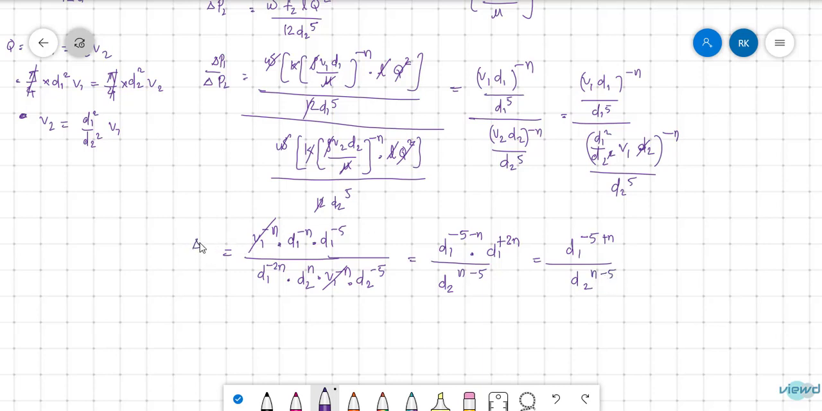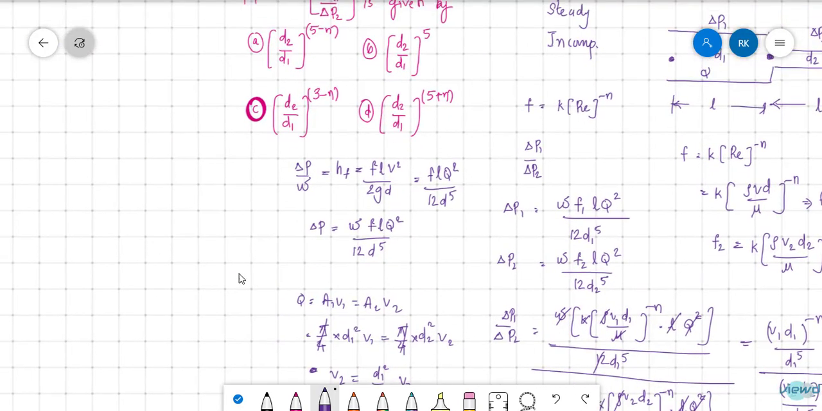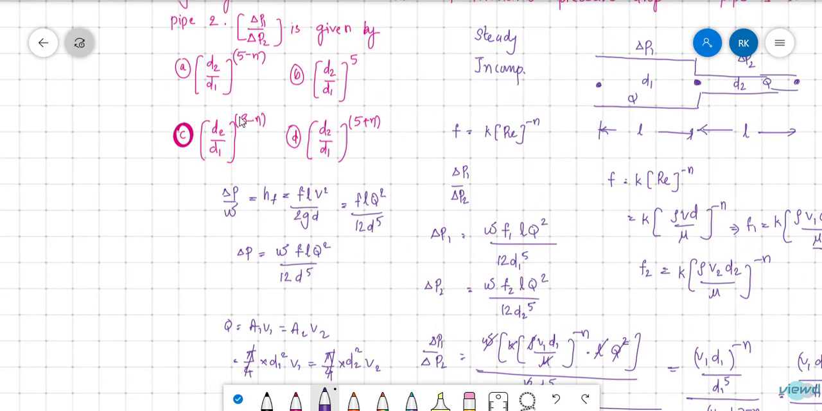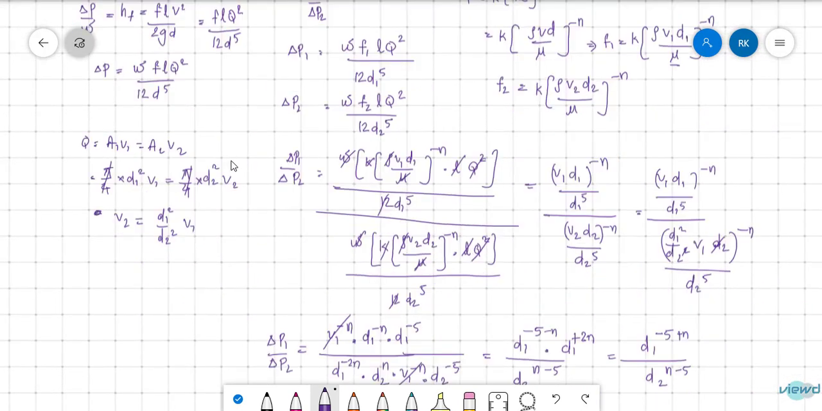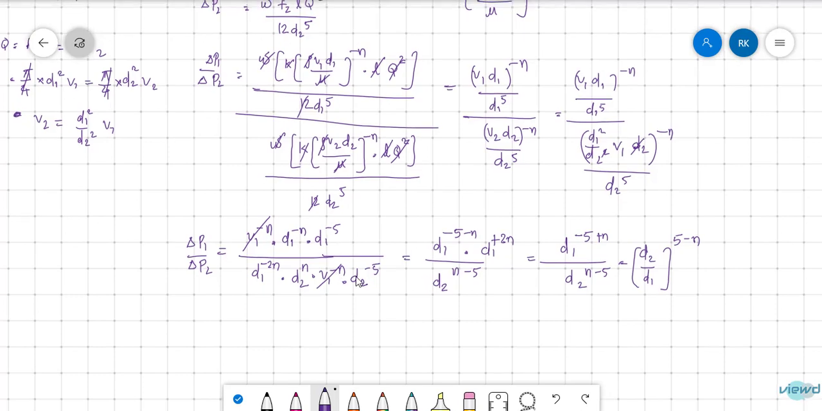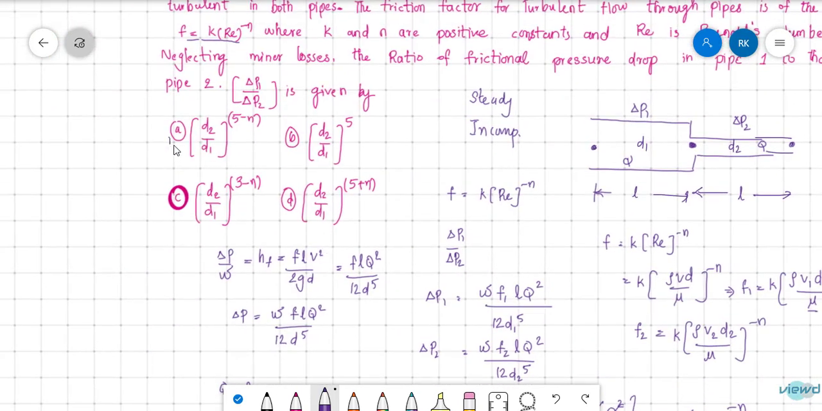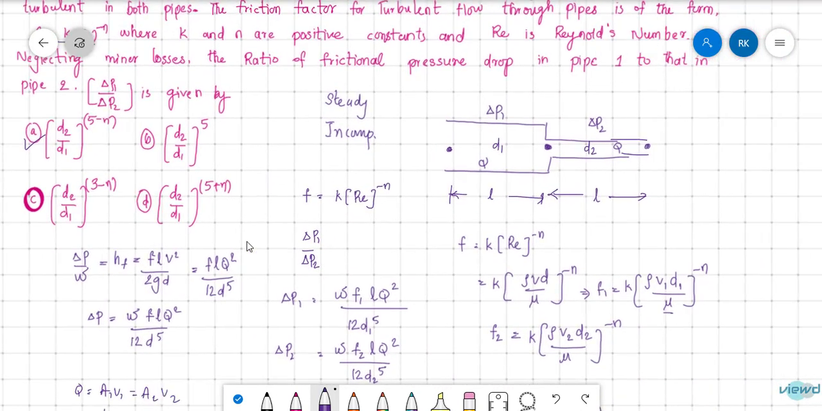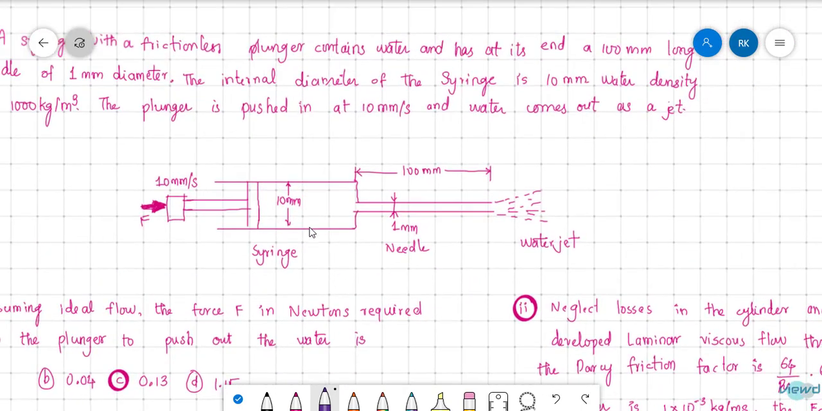This is delta p1 divided by delta p2. So options are in terms of d2 by d1. So making this d2 by d1, d2 by d1, the minus sign should be interchanged. So that will become 5 minus n. So the option A is the correct answer. Let us see the second problem.